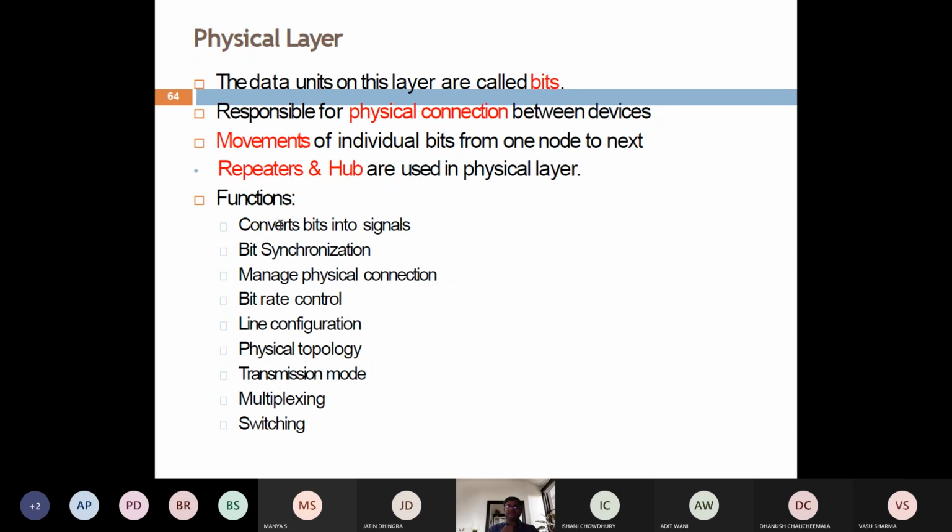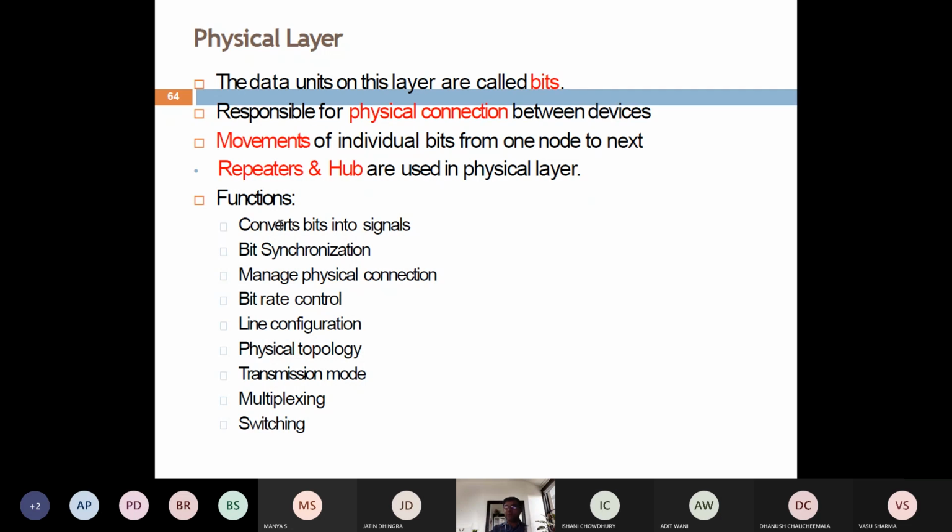Then manage the physical connection. Whatever physical connection we have will be managed by the physical layer. Then the bit rate control, whatever bit rate we are following, that means how many bits per second we are transmitting. You must have seen this, bits per second. That bit rate control can be done by the physical layer. Then the line configuration, like point to point or multi-point, which we have seen. Whichever type of line configuration we are using will also be controlled by the physical layer.